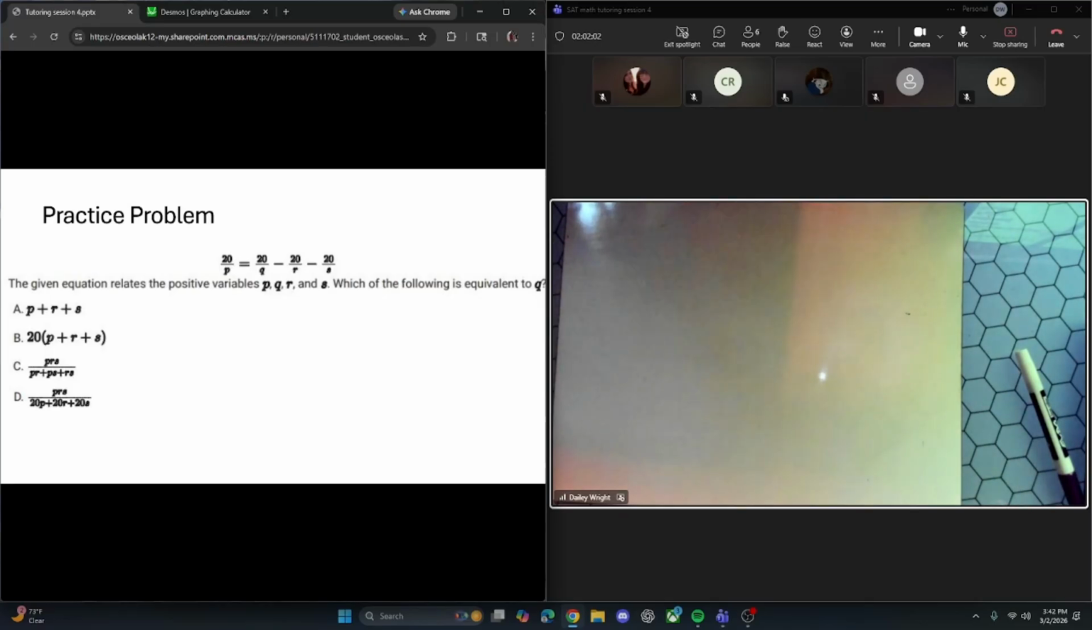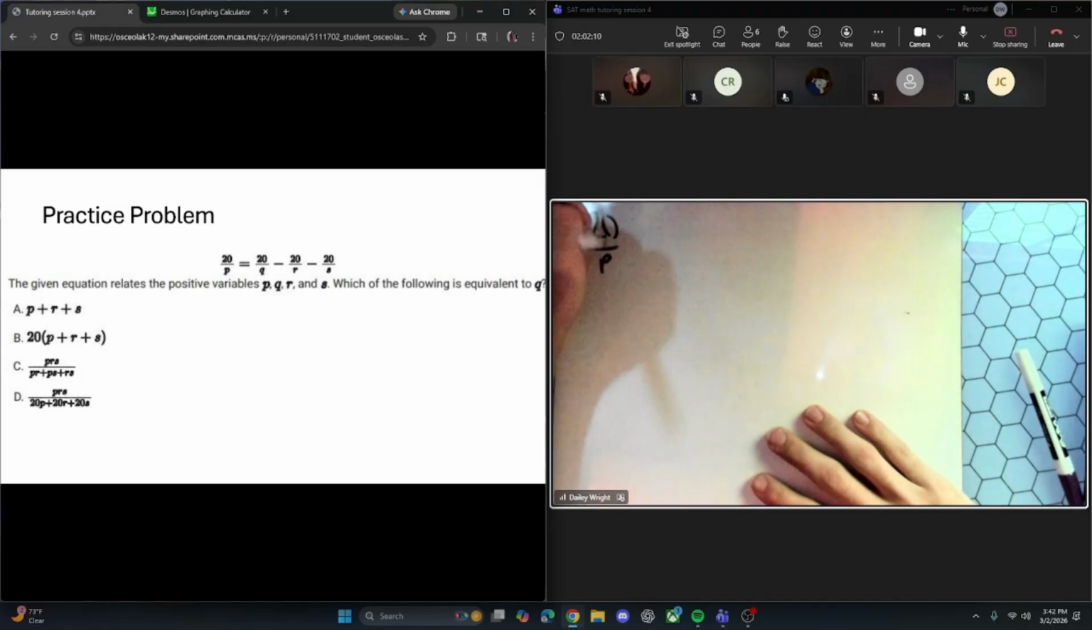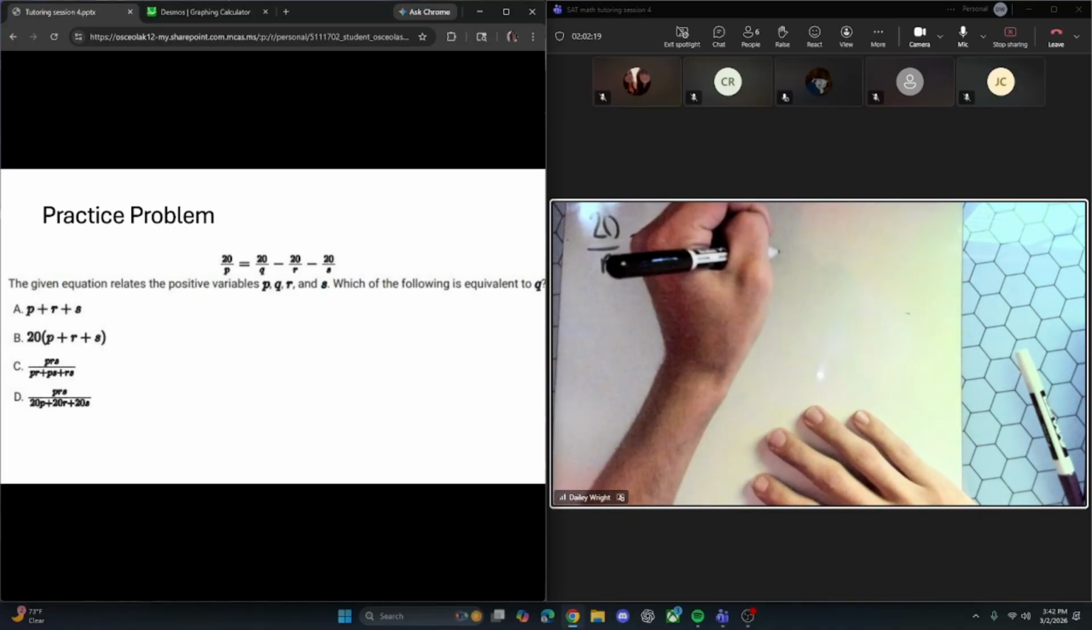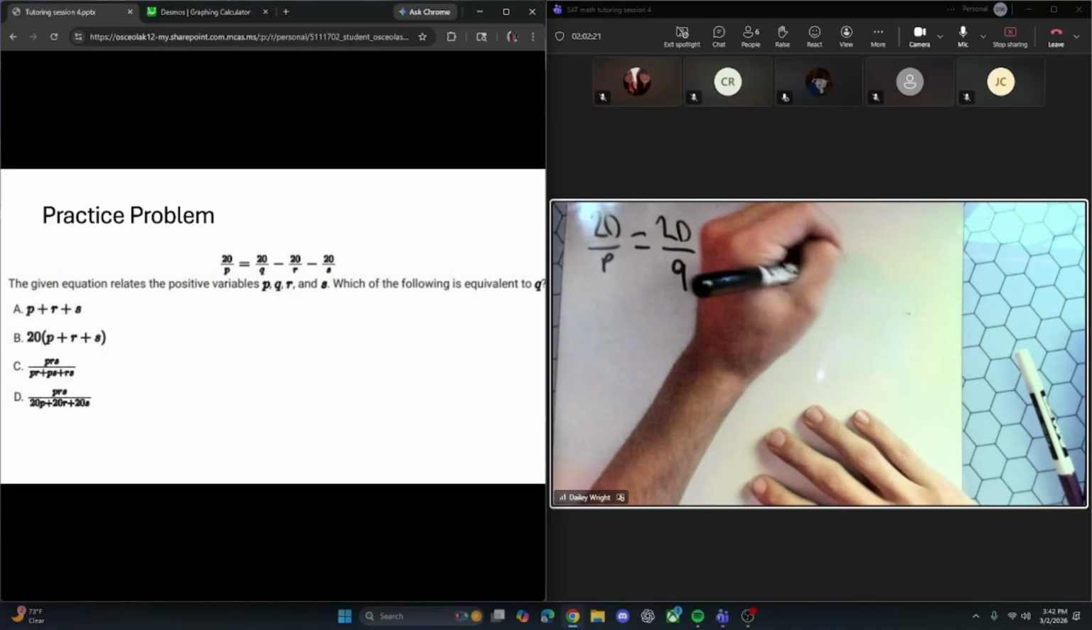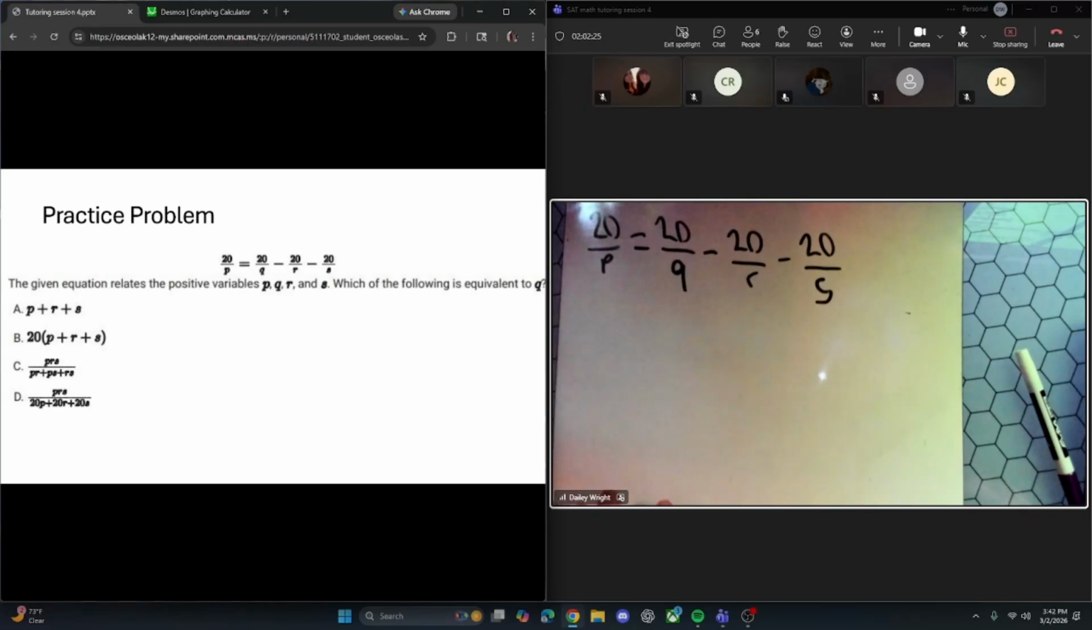The equation relates the positive variables p, q, r, and s. Which of the following is equivalent to q? So let's write out this expression. 20 over p equals 20 over q minus 20 over r minus 20 over s. So the question is asking what's equivalent to q. So I want to get q by itself.